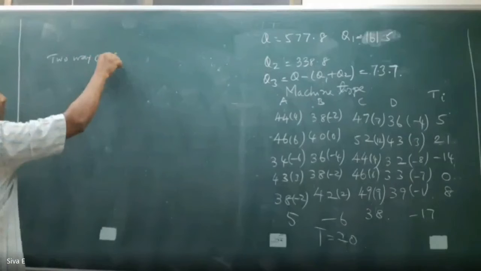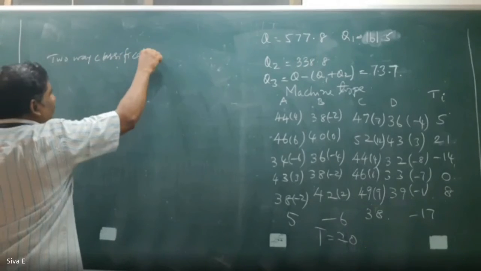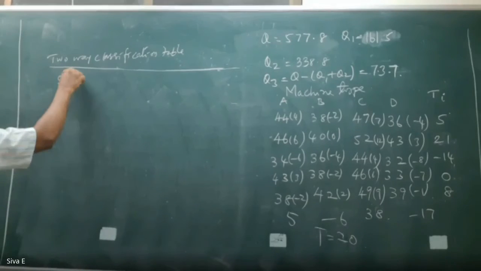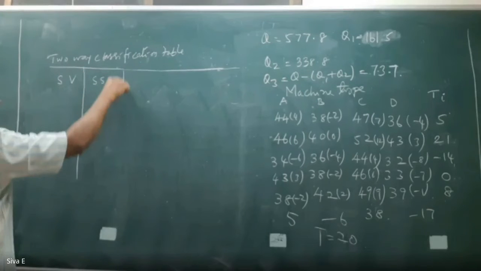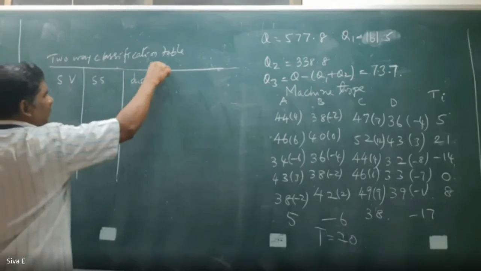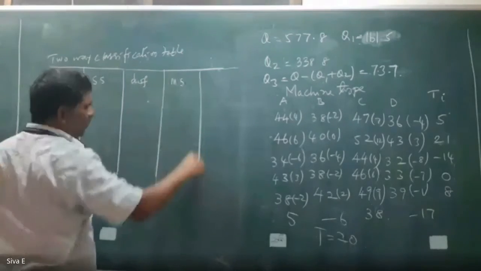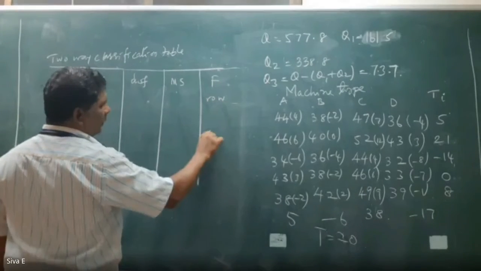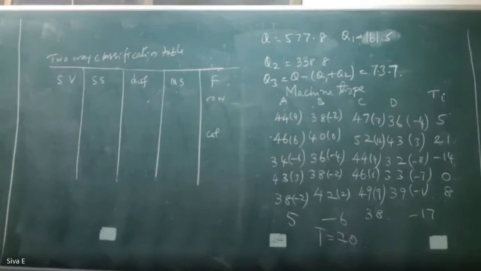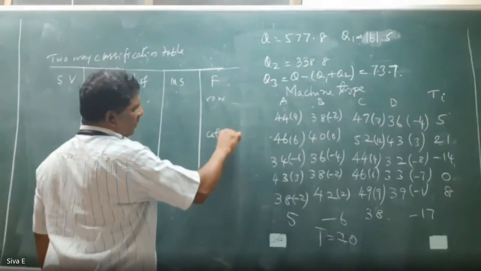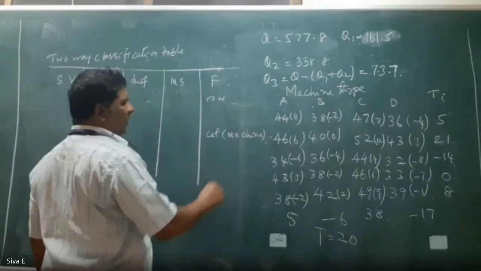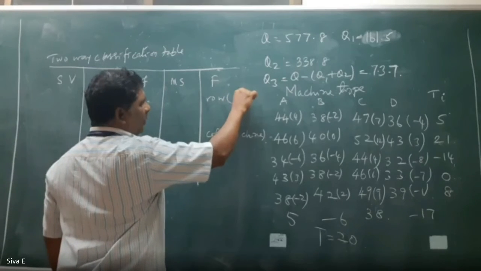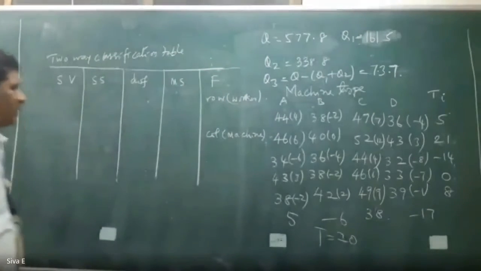Two-way classification table. Source of variation, sum of squares, degrees of freedom, mean square value, F ratio for row, F ratio for column. F ratio for column is for machine types. We are comparing the machine columns. Row means it is for the workers. We are comparing the workers.